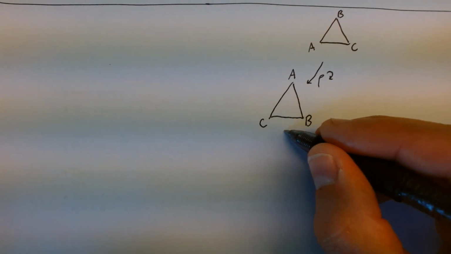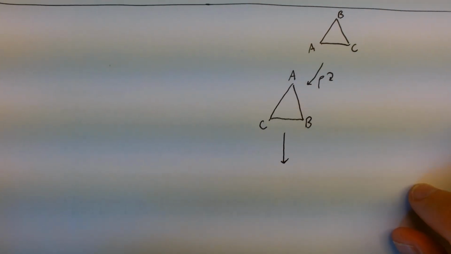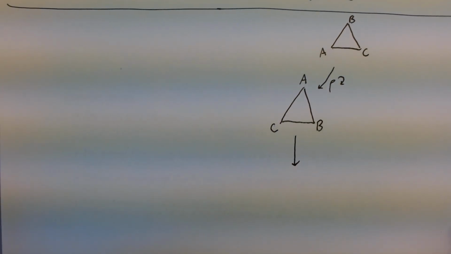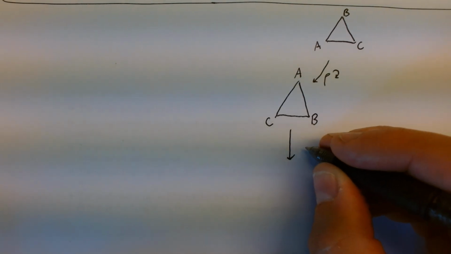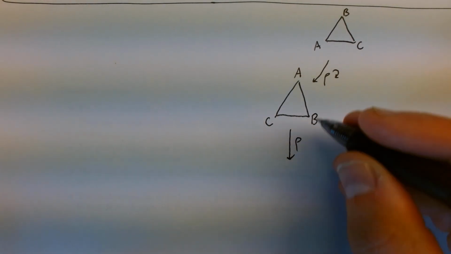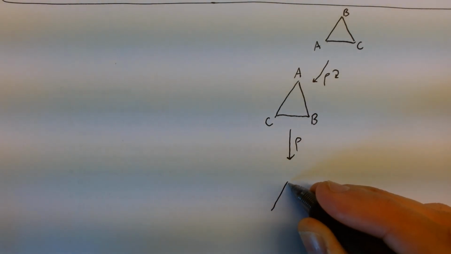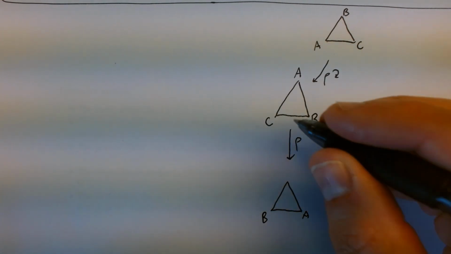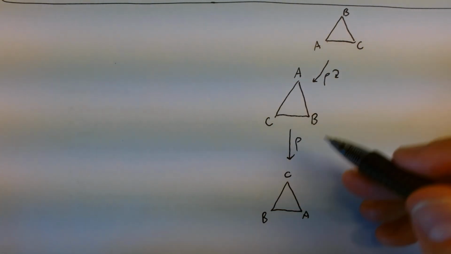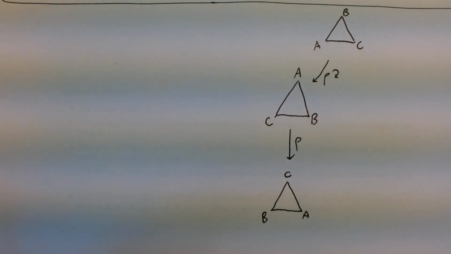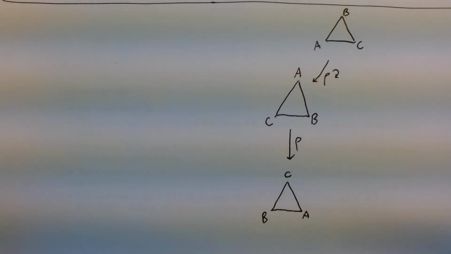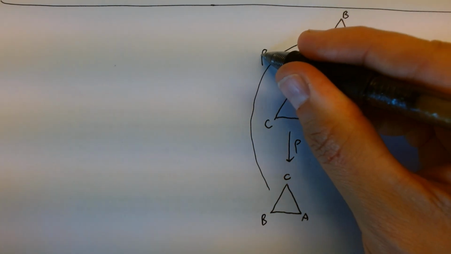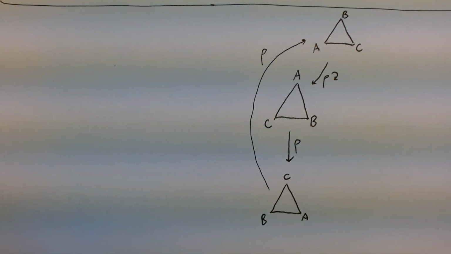I could rotate again. So before, if I rotated by 180 and rotated again, I got back to the original. But here, clearly, I don't get back to the original if I rotate again. So if I apply rho one more time, then A goes to where B is here, B goes to where C was, and C goes to where A was. So it's a different thing than here. But if I do it a third time, then I get back. So I'll maybe draw an arrow back. I get back to here if I do rho one more time. So we'd say that rho has order 3.